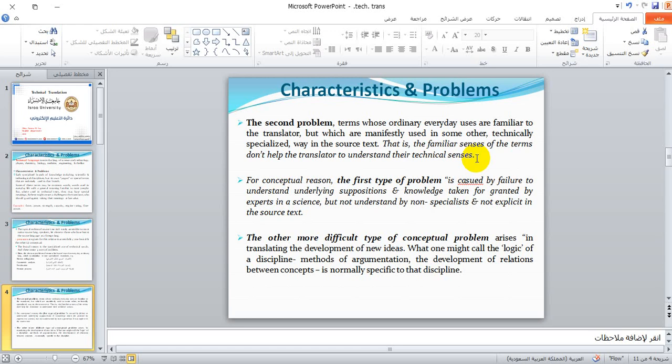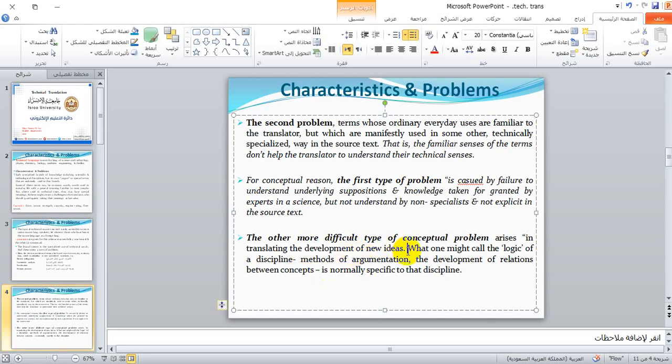For conceptual reasons, the first type of problem is caused by failure to understand underlying suppositions and knowledge taken for granted by experts in a science, but not understood by non-specialists and not explicit in the source text. The third problem is in translating the development of new ideas: what one might call the logic of a discipline, methods of argumentation, and the development of relations between concepts, which is normally specific to that discipline.